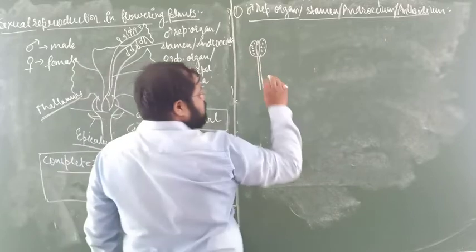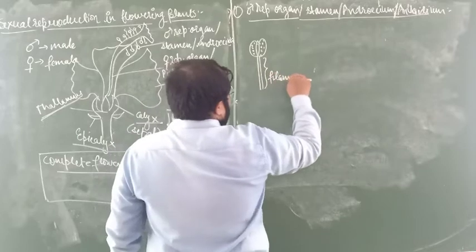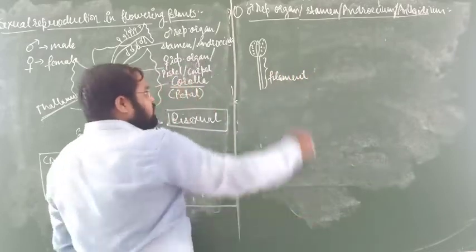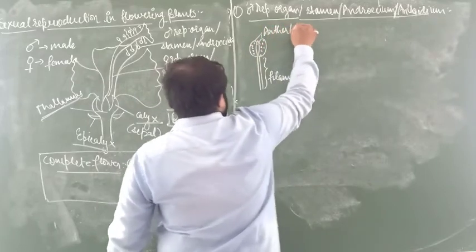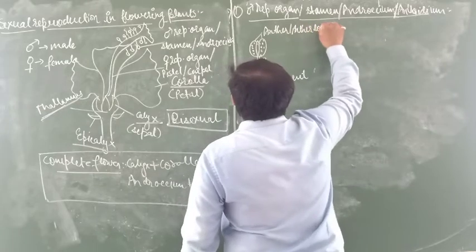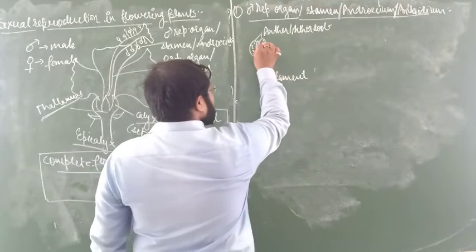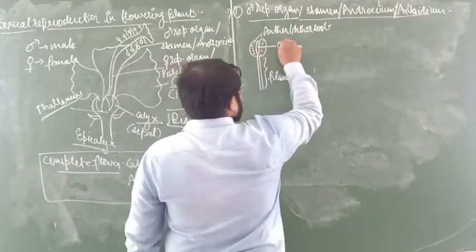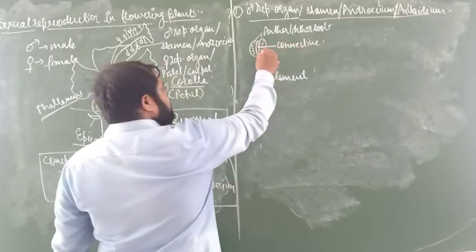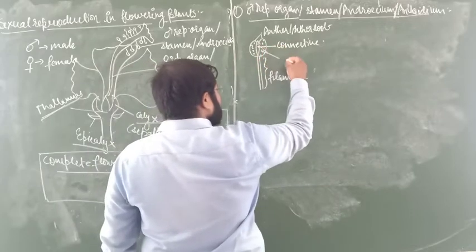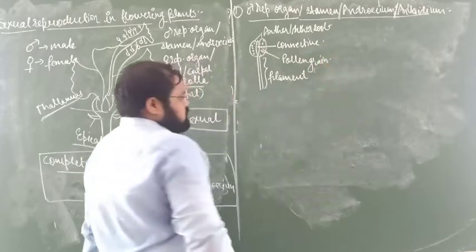The stamen is divided into two parts. The longitudinal part is called the filament. This one is called the anther, or in some books, the anther lobe, which is also correct. In between the two anther lobes, one structure is present, called the connective. Inside the anther lobe, many droplet-like structures are present. This very important structure is called the pollen grain.